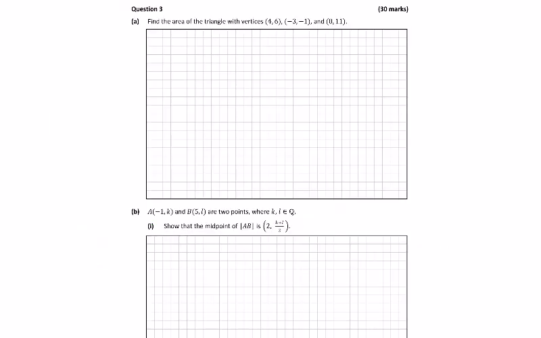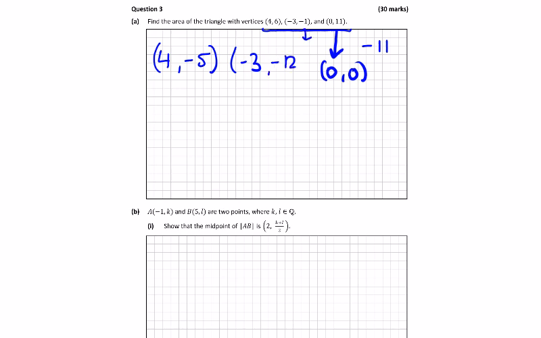In this question, we're asked to find the area of a triangle, and we're given these vertices here. So we've got to move one of them to (0, 0). This one already has a 0 portion, so why don't we move that one to (0, 0)? So we're taking 11 away from the y portion. So the first point, (4, 6), will become 4, and 6 minus 11 is minus 5. The second point will be minus 3, and if we take 11 away from minus 1, we get minus 12.